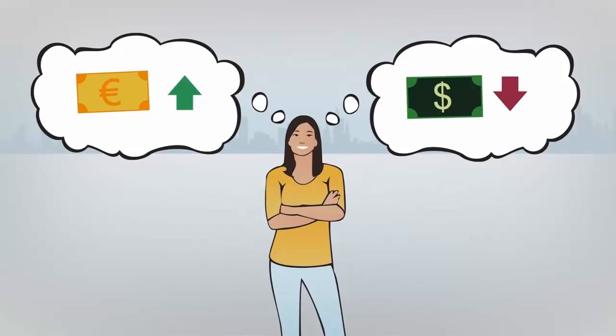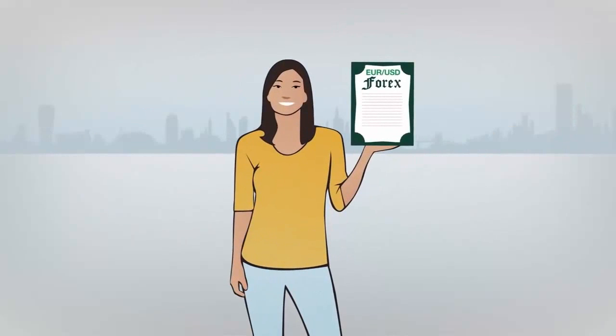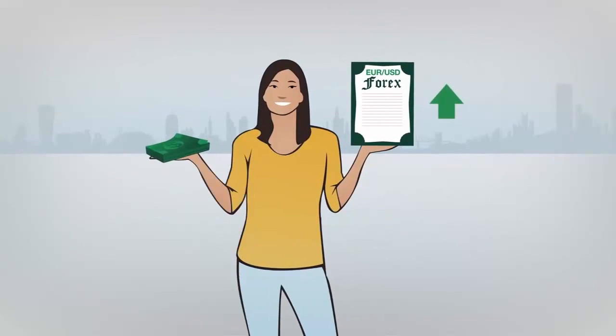Let's suppose that an investor thinks Europe's economy is going to grow faster than the United States, and as a result, she thinks the euro will strengthen against the US dollar. She can buy the Euro-US dollar pair to speculate on her assumption. If the pair rises, she'll make money. Conversely, if the pair falls, she'll experience a loss.